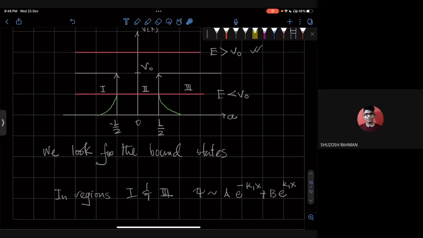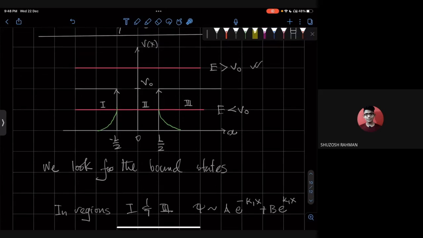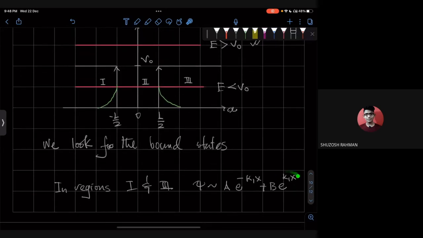What are those green lines for? That is going to be the wave function, the exponentially damped wave function in region 3. And the exponentially damped wave function in region 1. It's a very good question. Now, what about in this region?